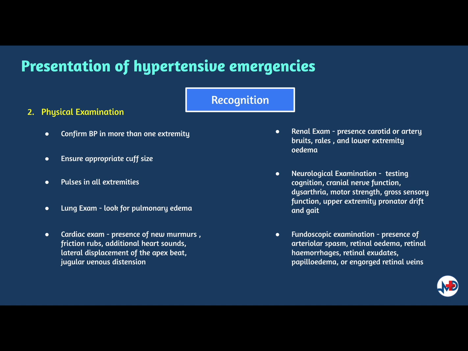Last but not least, the cardiopulmonary status, examining in particular for the presence of new murmurs, friction rubs, additional heart sounds, lateral displacement of the apex beat, and jugular venous distension.